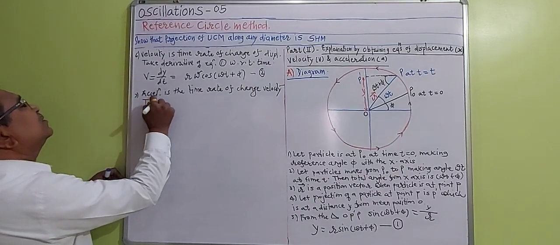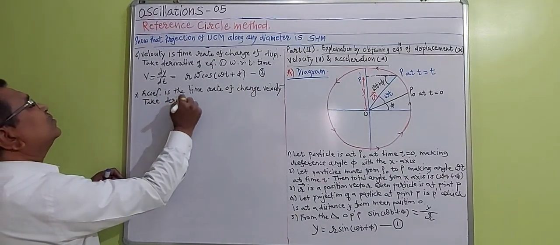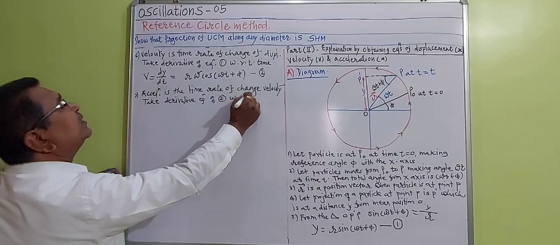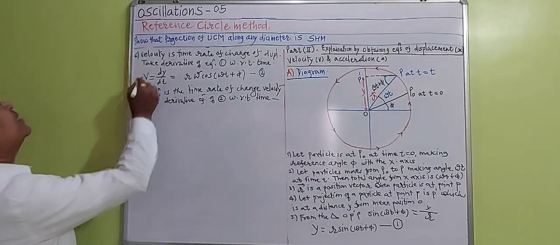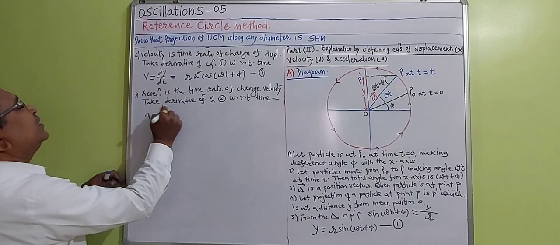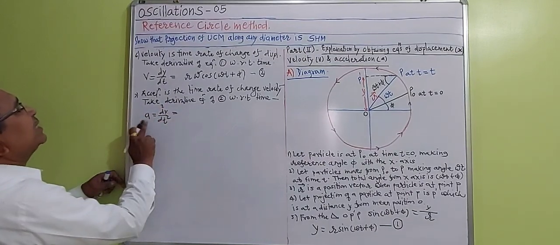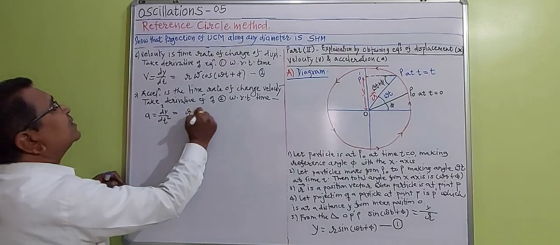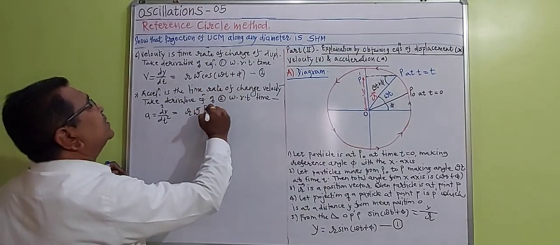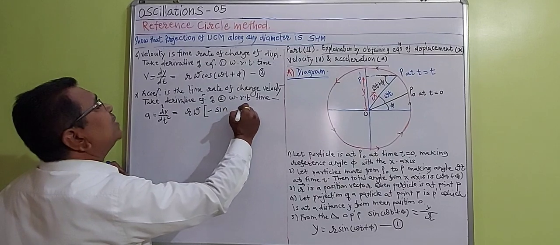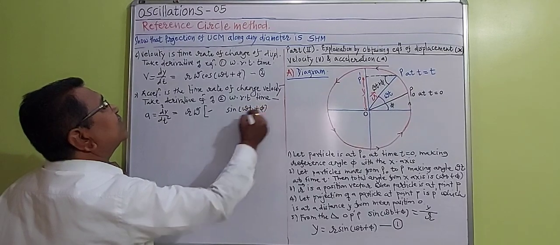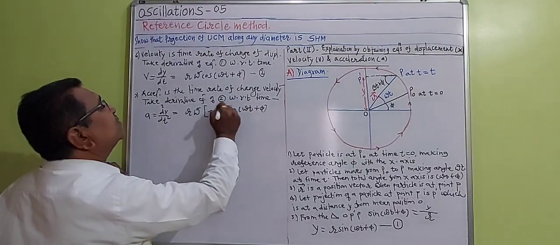So take derivative of equation 2 with respect to time, we get acceleration. d2y by dt square is equal to, r omega is constant. What is the derivative of cos of omega t plus phi? It is minus sine omega t plus phi. And again derivative of omega t plus phi is omega.